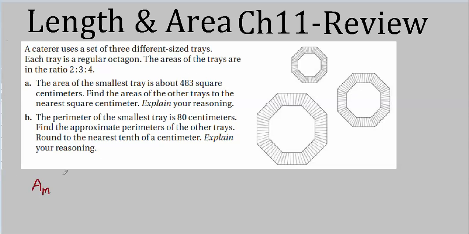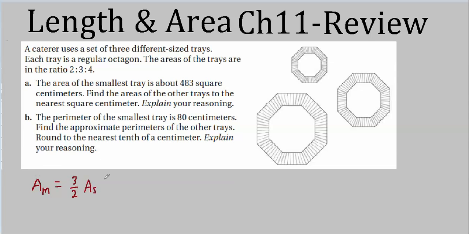Well, that must equal 3/2 of the area of the small tray. In other words, they're in a 2:3 ratio. So 2 times A sub m should equal 3 times A sub s. Which makes sense. If A sub s was smaller, you take 3 of them to make up 2 of these.